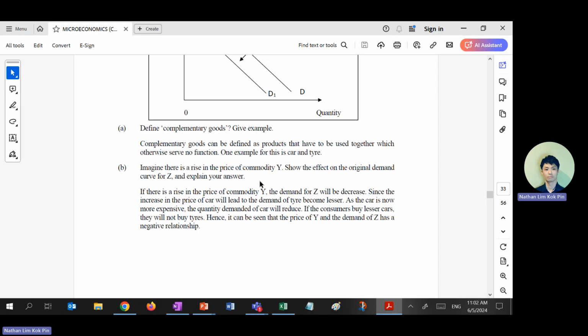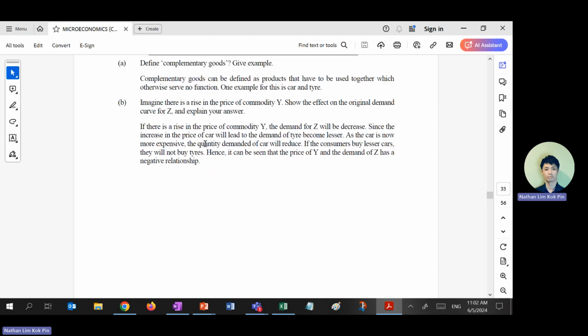I know lah, IG. Oh my god, you just swipe very fast. In 3 seconds, 2 seconds, you see one sentence. But don't forget, there's another sentence behind, right? A lot of you only show the effect, never explain. Also same, right? So half of the marks will be gone just like that. Does that make sense? Right? If there's a rise in the price of the commodity, the demand for Z. Notice the word I use, Z, because Y and Z, they are two different goods.